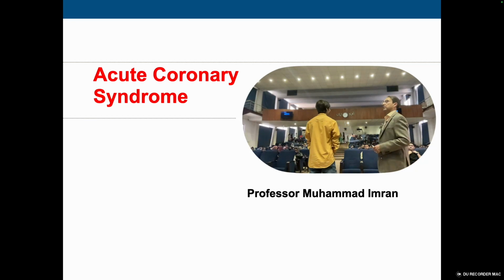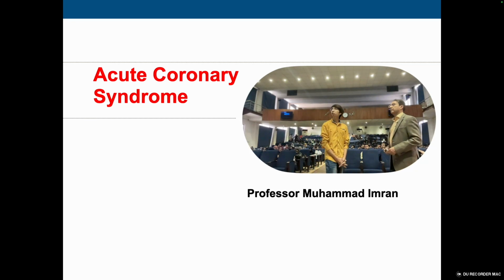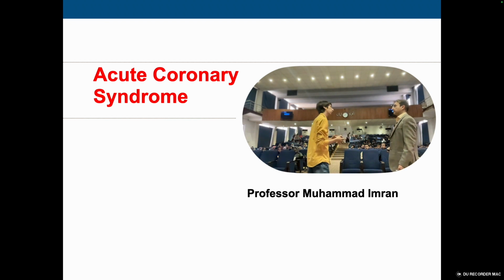So what is acute coronary syndrome? Acute coronary syndrome is when a patient comes and the exact diagnosis is not yet known, whether it is MI or angina, but we expect that this is what is causing his symptoms, like shortness of breath or chest pain.